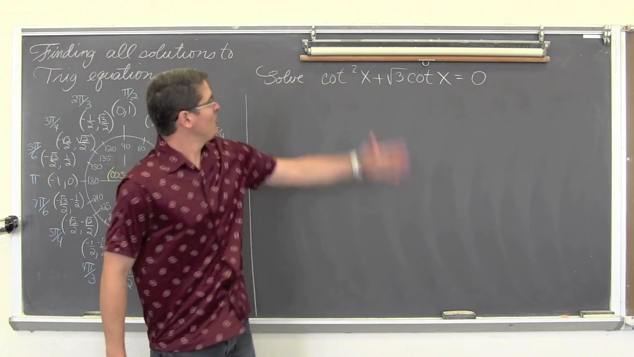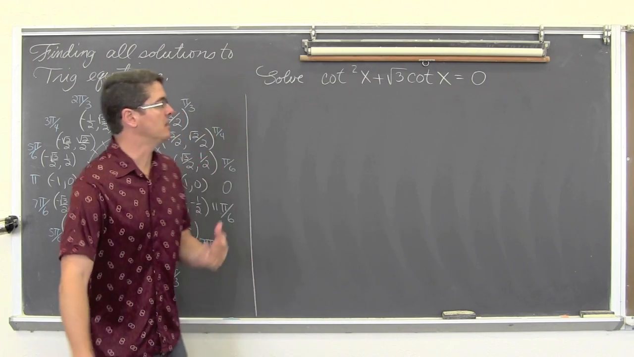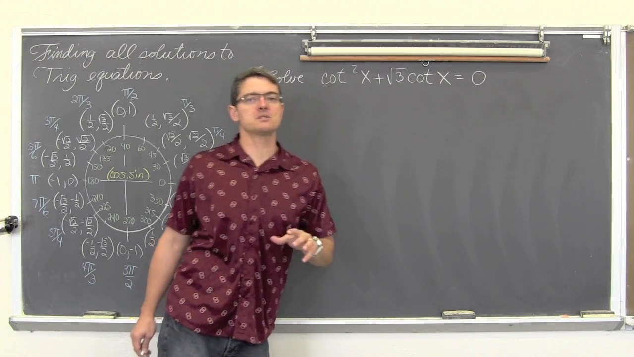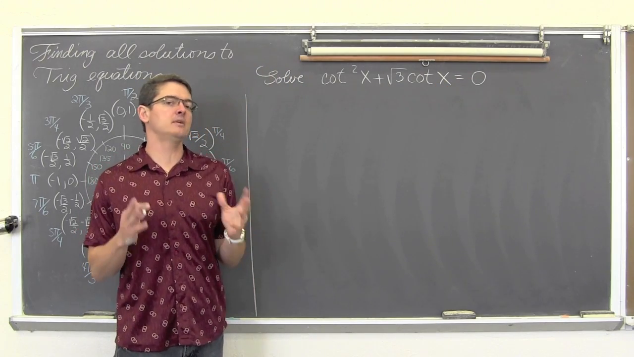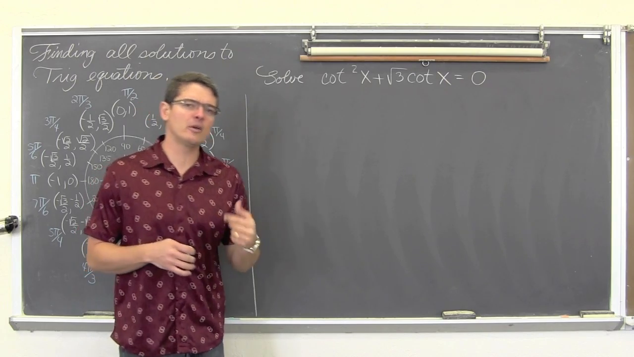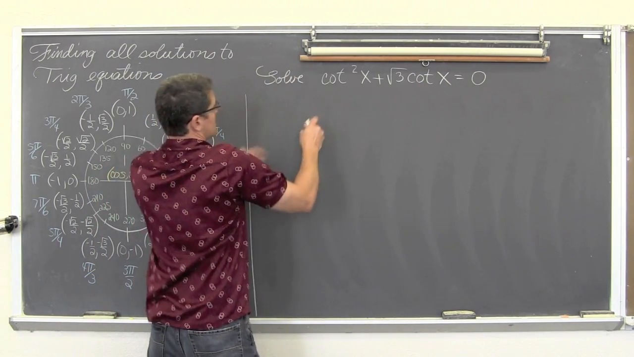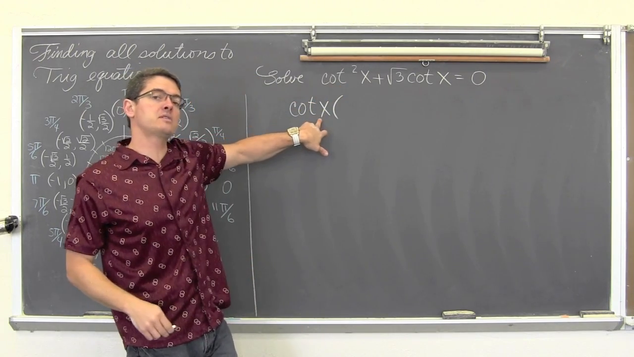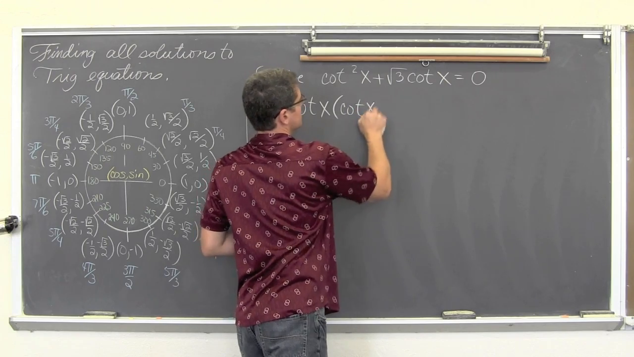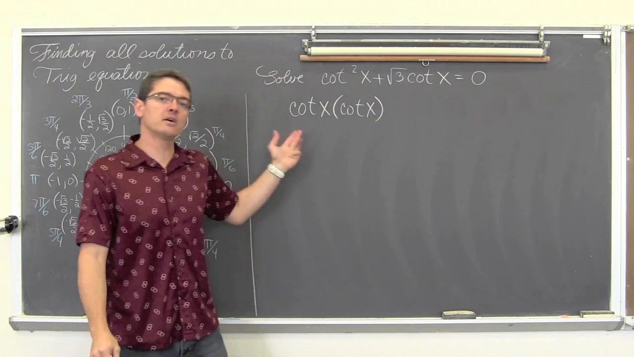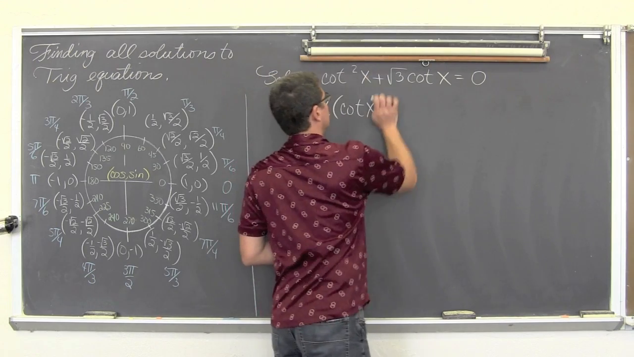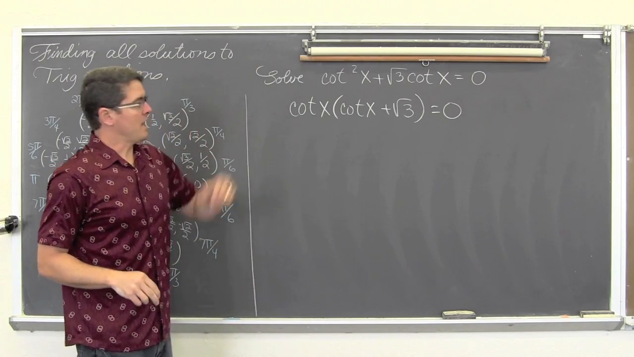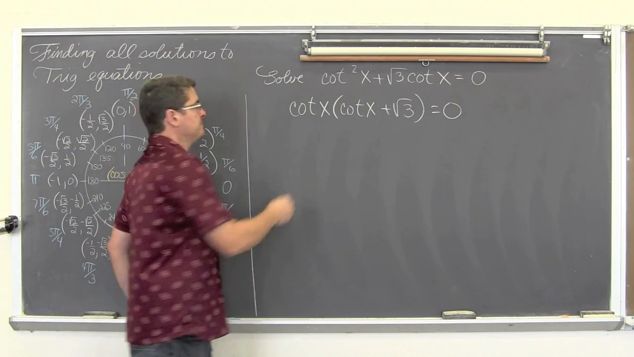For our second example, we have cotangent squared x plus square root of 3 cotangent of x equals 0. I have a quadratic again. I already have it set equal to 0, but my two terms have a common cotangent factor, so this factoring is going to be a little bit quicker than the last example. We're going to take this cotangent x out. Cotangent squared divided by cotangent is cotangent. And square root of 3 cotangent x divided by cotangent is just square root of 3. Equals 0. Well, we're done factoring. Let's set each factor equal to 0.